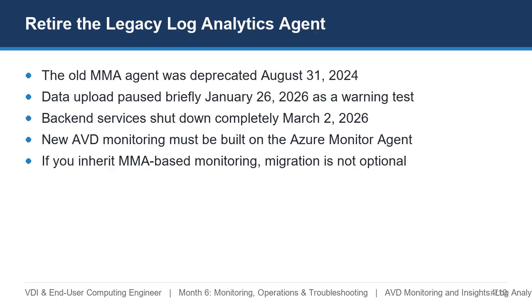One fact you cannot get wrong on the exam or in production: the legacy Log Analytics Agent, sometimes called the MMA Agent, is not a valid choice for new monitoring. It was deprecated in August 2024, its data upload path was paused briefly in January 2026 as a shutdown warning, and its backend services stopped completely on March 2, 2026. If you walk into an environment still using it, treat migrating to the Azure Monitor Agent as urgent infrastructure work, not routine maintenance.